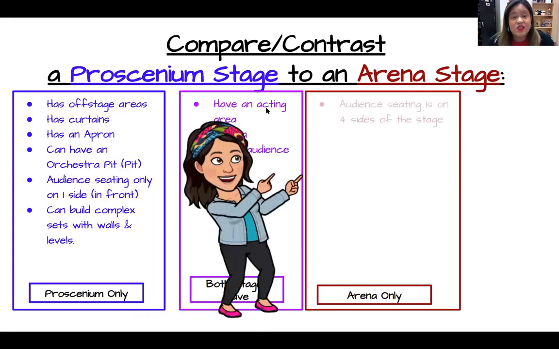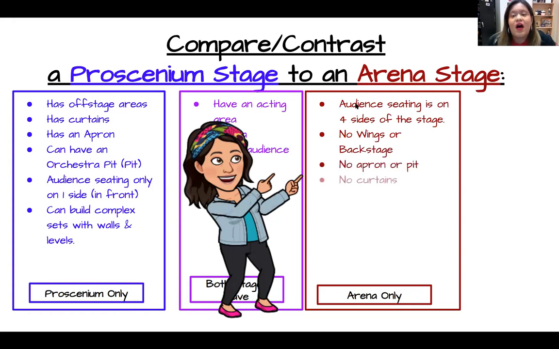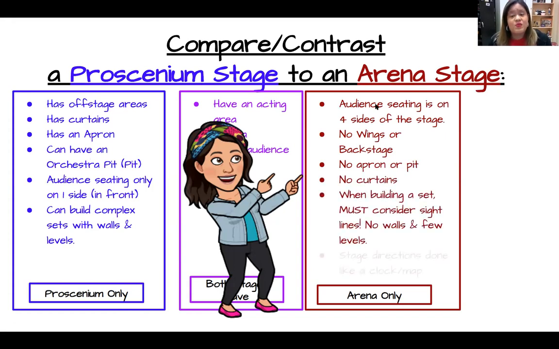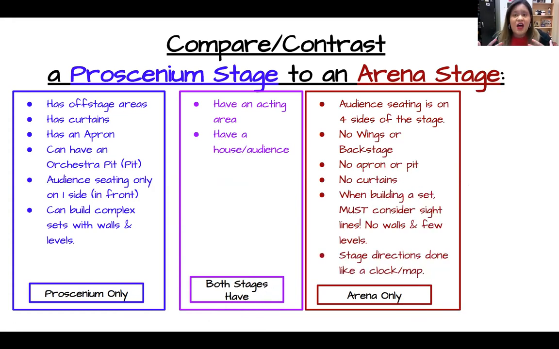They have an acting area, which means a space for people to perform, and they have an audience. What makes it really different is audience is on all sides, not just one. There usually isn't a huge backstage area, no apron, no pit, no curtains. And when you're building your set, you have to think about, can people see what's going on from all directions? There can't be any big walls or big set pieces blocking everybody's view. And remember, stage directions for an arena stage will look like a clock or a map.